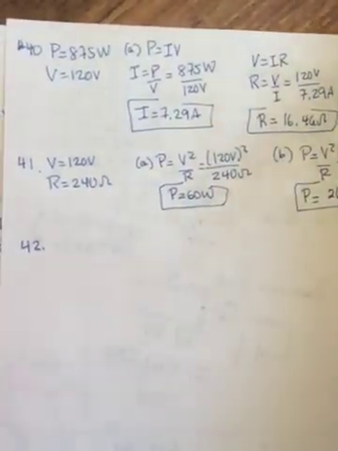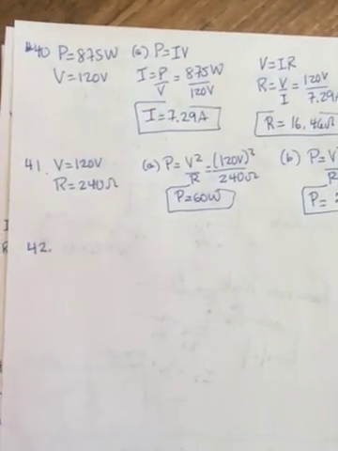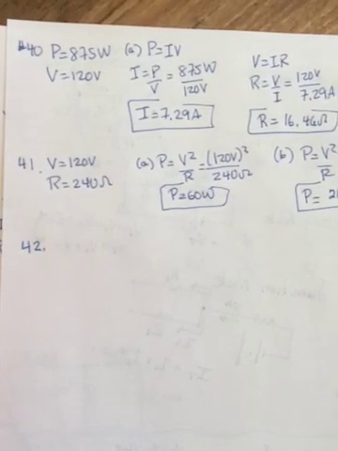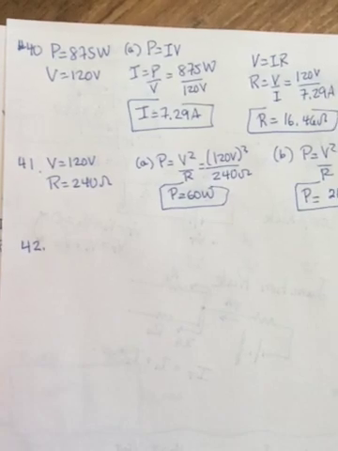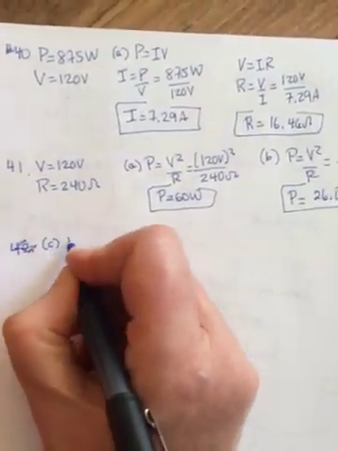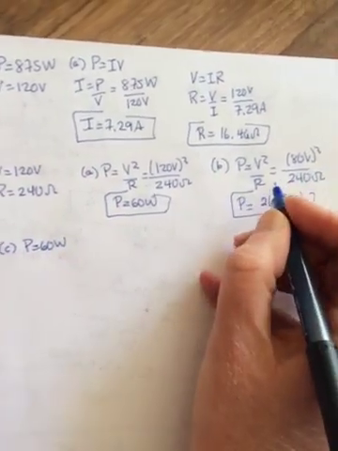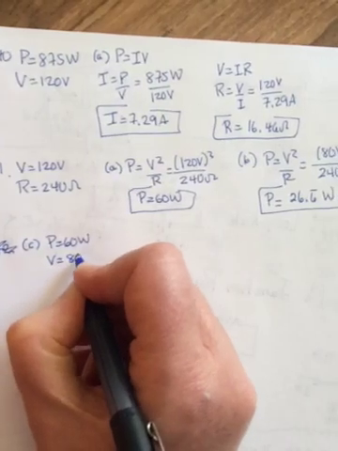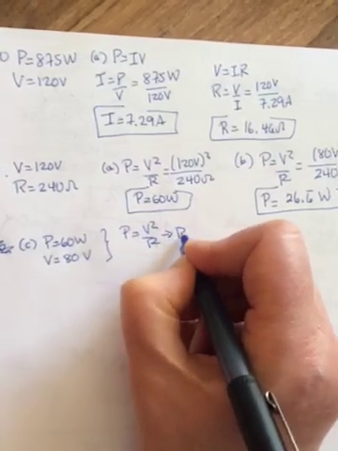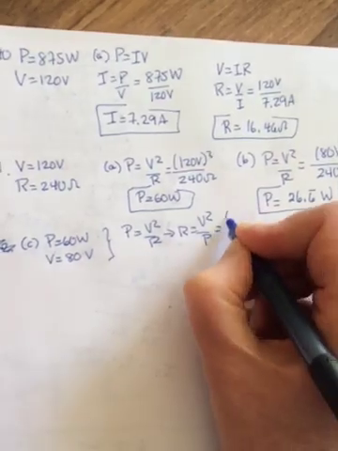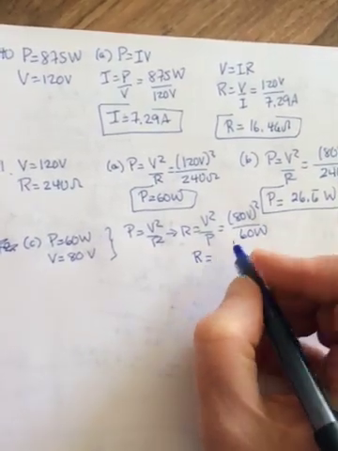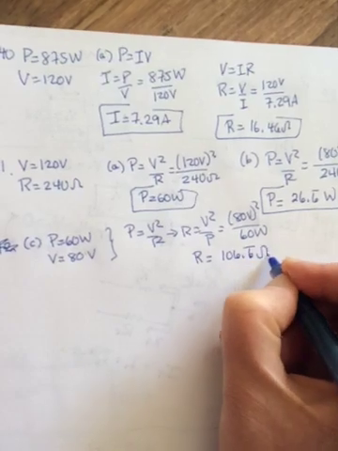Oh, there's a C. If you wanted to construct a bulb to use the 80 volt power supply so that it would have the same power output as a 240 ohm bulb connected to a 120 volt power supply, what should be the resistance? So in other words, in part C, they're saying the power is 60 and the voltage is 80. And they want to know what R needs to be. So P equals V squared over R. So R equals V squared over P. So 80 volts squared over 60 watts. And you should get an R of 106.6 repeating ohms.